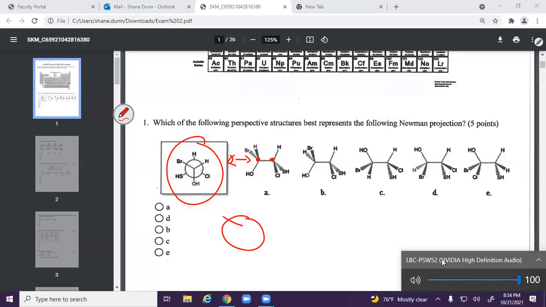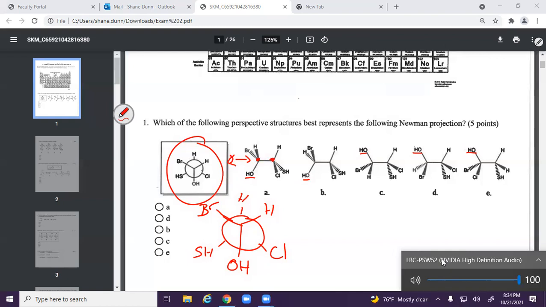Okay. So everything you have on the inner circle is going to be carbon 1. So we have bromine, hydrogen, and OH. We then have H, SH, and chlorine. So if you look, they all have the same bonding order, right? They each have OH on the front carbon, correct? So you can't eliminate them based off of bonding order because they're all the correct bonding, right?